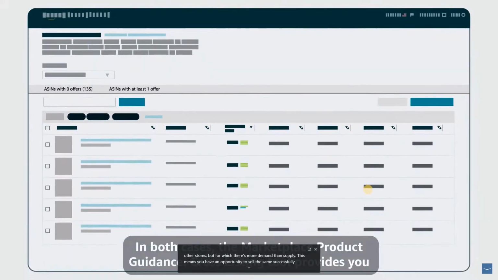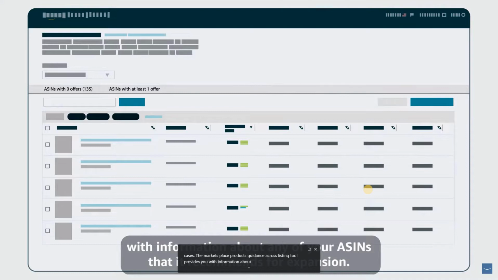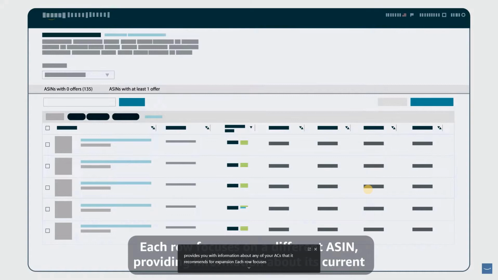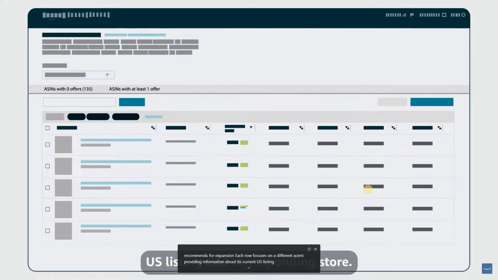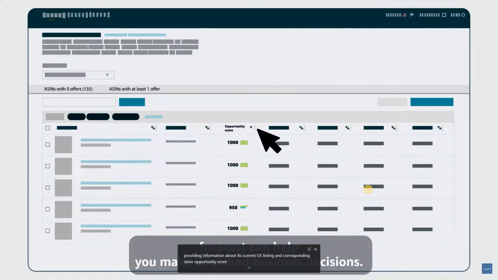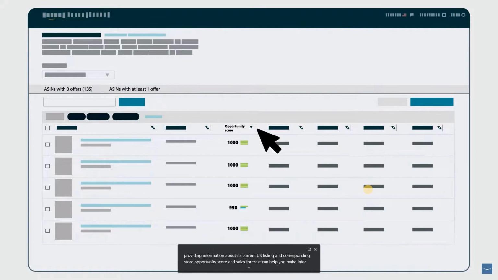In both cases, the Marketplace Product Guidance Cross-Listing tool provides you with information about any of your ASINs that it recommends for expansion. Each row focuses on a different ASIN, providing information about its current US listing and corresponding store. Data like the opportunity score and sales forecast can help you make informed business decisions.